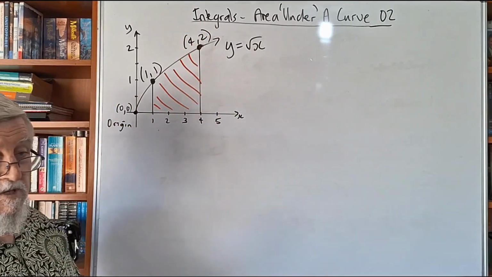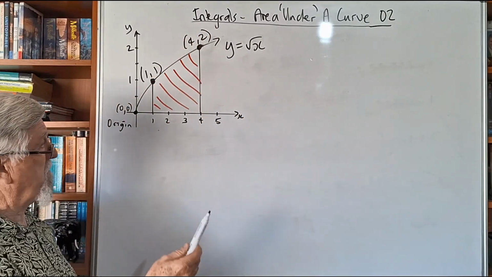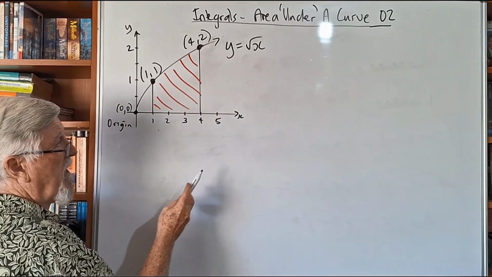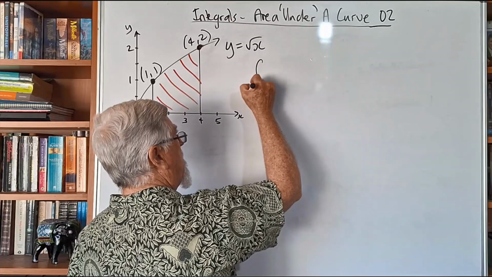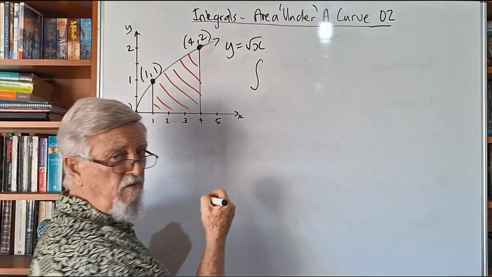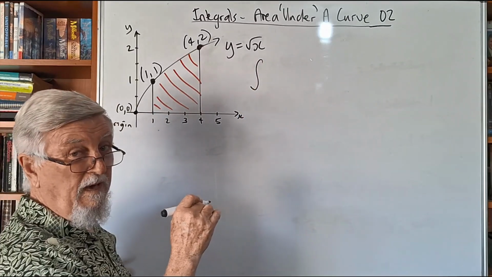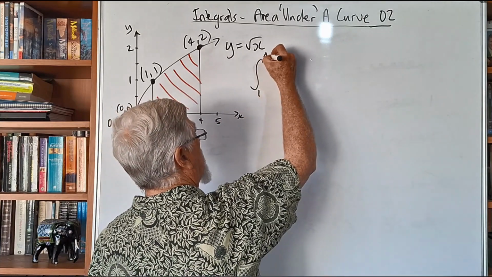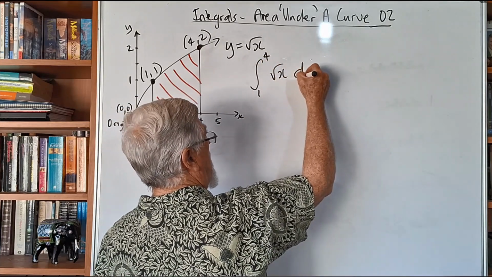Now what we're trying to do is calculate the red area, the area under that curve between 1 and 4. Now let's have a look at what happens with it. You put an integral sign, we're going to start at 1, we're going to go to 4. So, the integral from 1 to 4 of the square root of x dx.